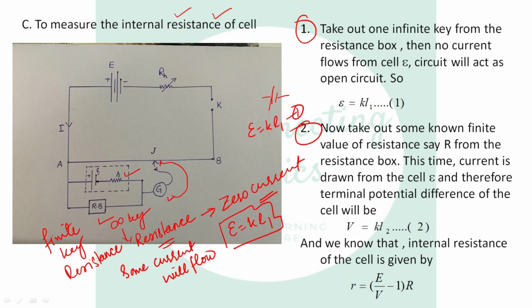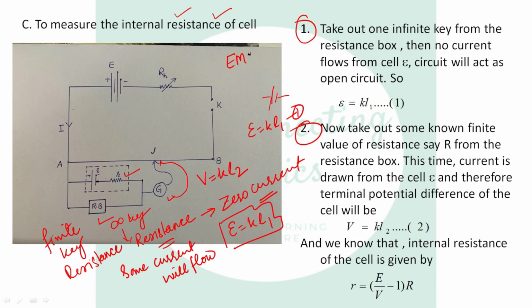Now move the jockey from point A to B. A point will come where the galvanometer shows zero deflection, and at that time V equal to K into L2. Why V this time? Because E was the EMF of the cell when no current is drawn from the cell. What is EMF?